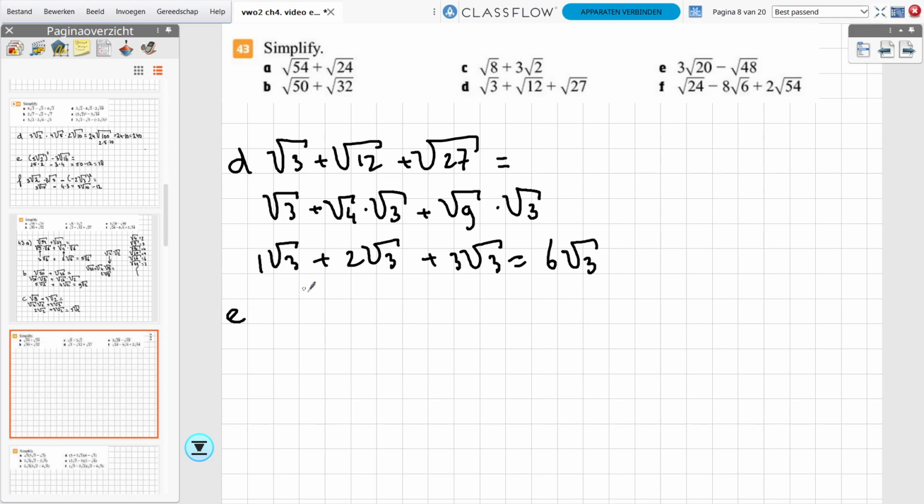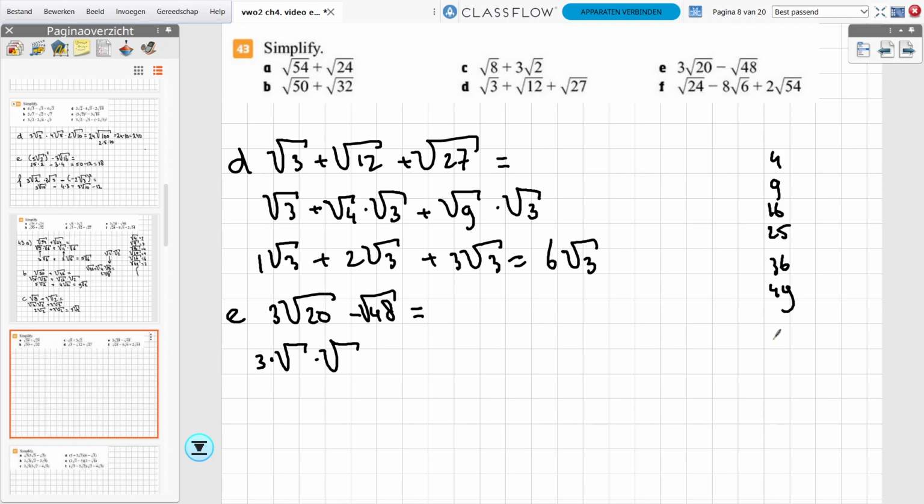At E they try to make this more difficult by now putting a number in front here. Don't be too scared of that. That number there is just chilling in the front. Just leave it there. Root 20 I can factorize because, again, if you find it difficult: 4, 9, 16, 25, 36, 49, yada yada. Hey, I can do it with 4. Root 4 times 5. So this is actually 3 times 2, and you could put the times here as well, root 5.